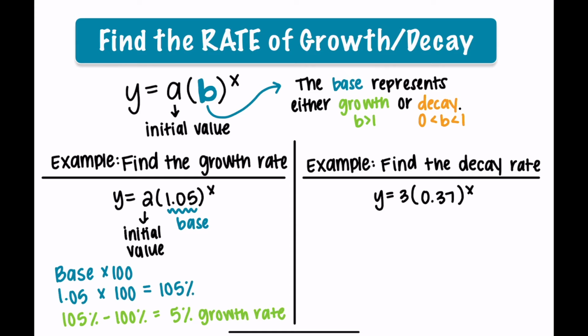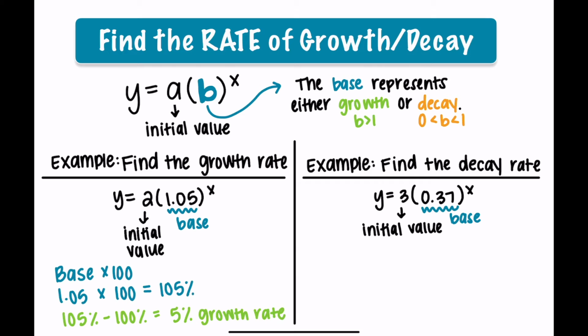Okay, now let's look at one when you have decay. If we have y equals 3 times 0.37 to the power x, 3 is the initial value, so that's the starting amount. And b, the base, for this example, is 0.37. So we want to know how much lower than 100% this is. Since this is less than 1, we know that it's decay.